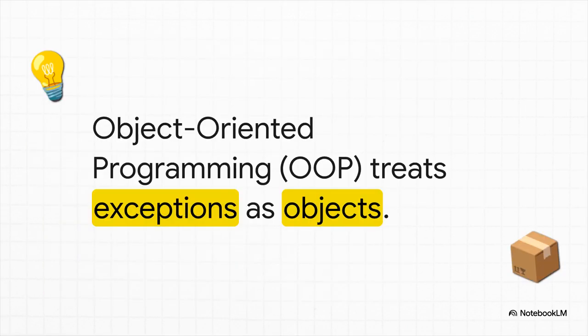Now here's where it gets really cool. This error signal isn't just some generic warning light. In modern programming, an exception is actually a smart object. And what that means is it carries a ton of useful information with it. It's not just saying something went wrong. It's saying a file was not found and it happened on line 52 of this specific script. It's like a detailed incident report.